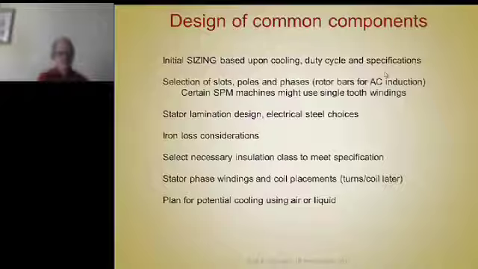The designing of the components, the steps for that, we've already looked at in general, but specifically the most important thing to start with is to size the machine based on the duty cycle, the specification, performance requirements, and how you're going to cool it. And as we've said over and over, you've got to select the number of slots, poles, and phases, and then design the laminations, the cross sections, and the materials. Calculate the iron losses. And iron losses, we're going to cover a lot about that. There's a lot of problems with iron losses.